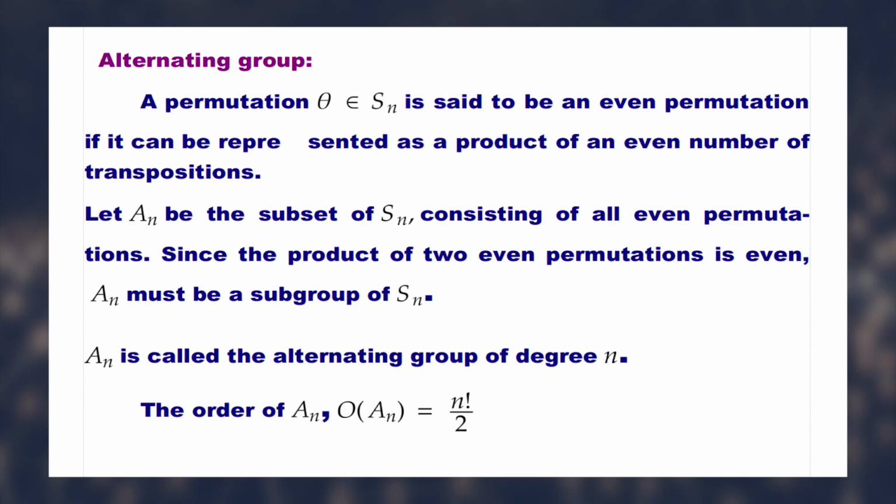The order of An is equal to n factorial by 2. Sn has n factorial elements. An is having only even permutations. So, order of An is equal to n factorial by 2. Based on the subgroup An, let's see the upcoming remark.